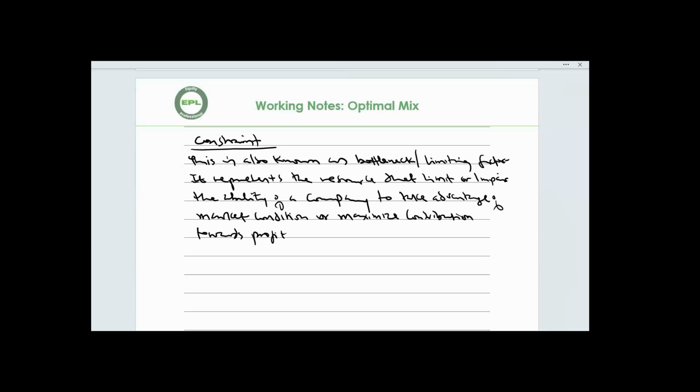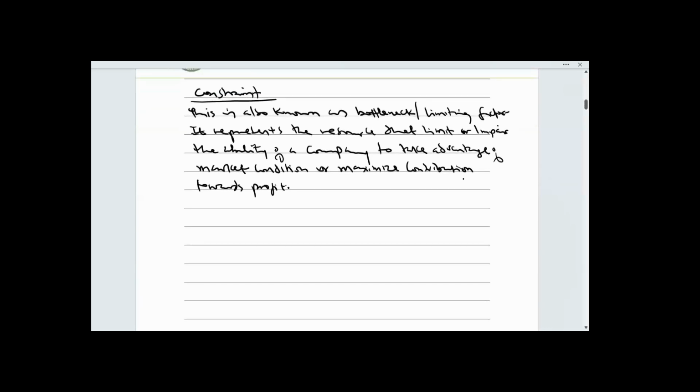For example, raw material kilogram may not be sufficient to satisfy customer demand. Let me just put it down.